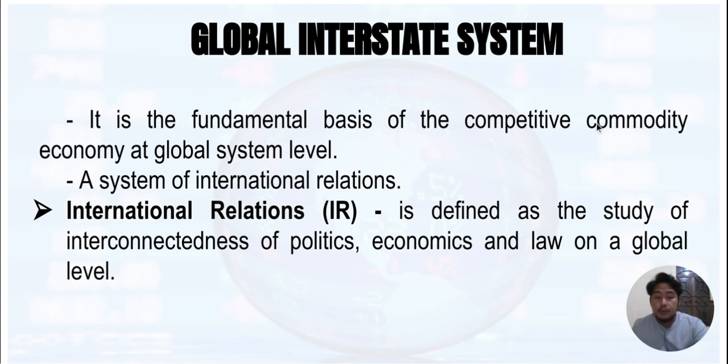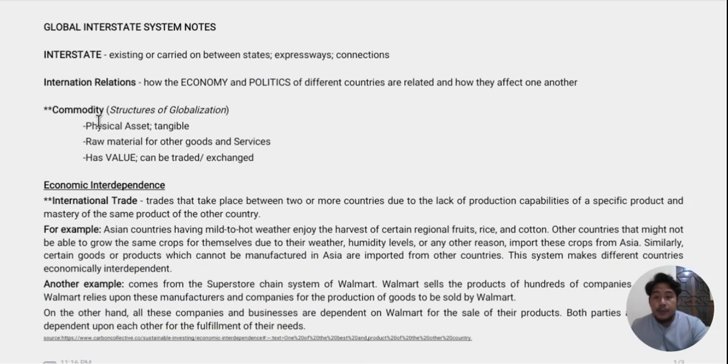Now, when we say it is the fundamental basis of a competitive commodity economy, as we have discussed before on our previous slide, what is commodity? Okay, if you would remember, commodity has three characteristics. First is that it is a physical asset, it is tangible. Second is it is used as a raw material in the production of other goods and services. And third, it has value, meaning that it can be traded or exchanged to another commodity of the same value.